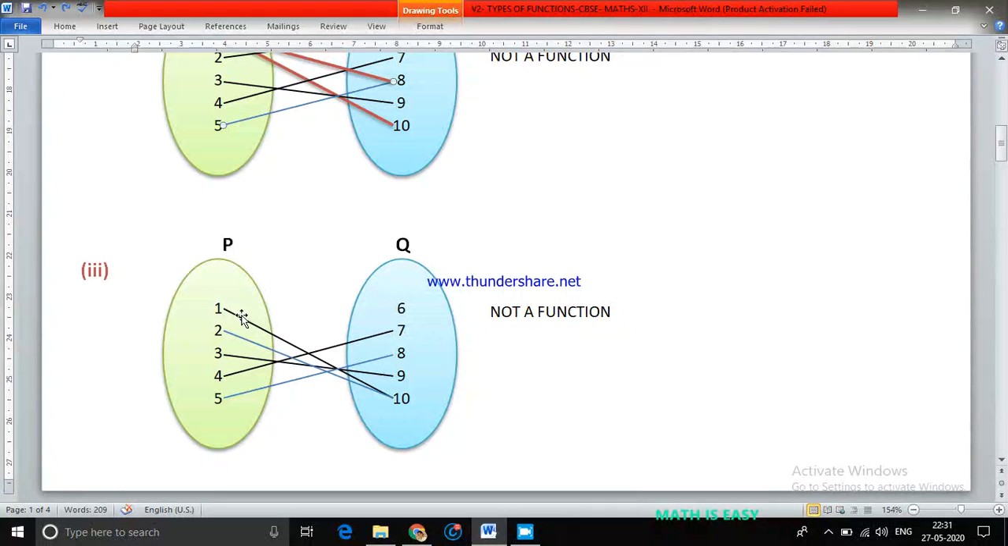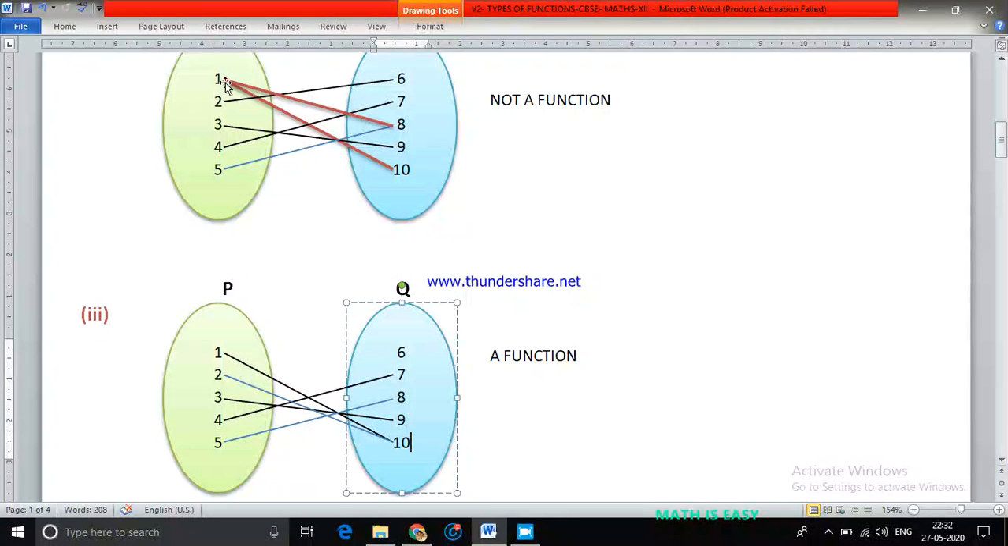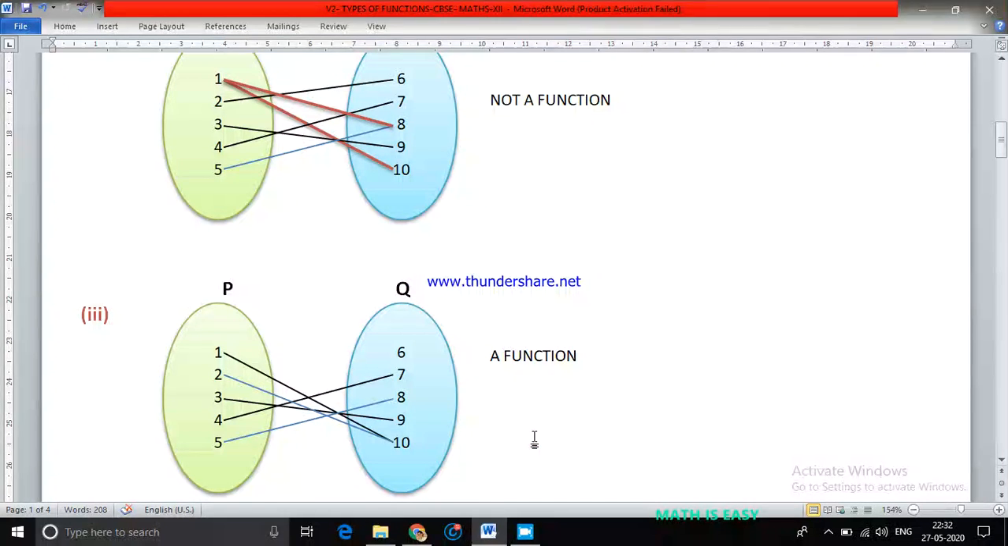And here, it is not a 1-1 function. It is a function, but it is not 1-1. Why? Because two different elements are mapping to the same number. Is that clear? The difference is, here 1, which belongs to P, is mapping to two different elements of Q. That's why I said it is not a function. But here, two different elements of P, that is 1 and 2, are mapping to the same element of Q. So that's why I say it is a function but not 1-1.